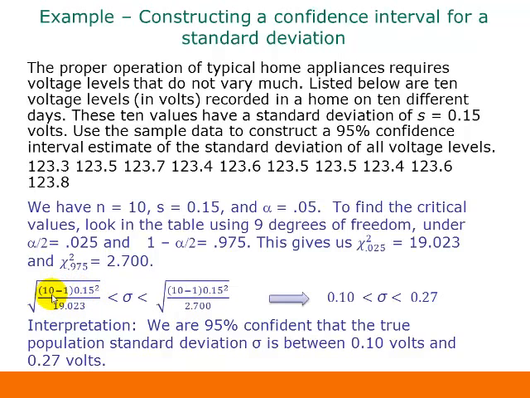So here's our formula. We're taking the square root of n minus 1, which is 10 minus 1. Here's our sample standard deviation, 0.15, which is squared. And then on the bottom, we just have our critical value. The same thing on this side. So if we calculate these two, we get 0.10 on the left and 0.27 on the right. So those are our lower and upper bounds for our confidence interval. The interpretation for this would be that we are 95% confident that the true population standard deviation, sigma, is between 0.10 volts and 0.27 volts.